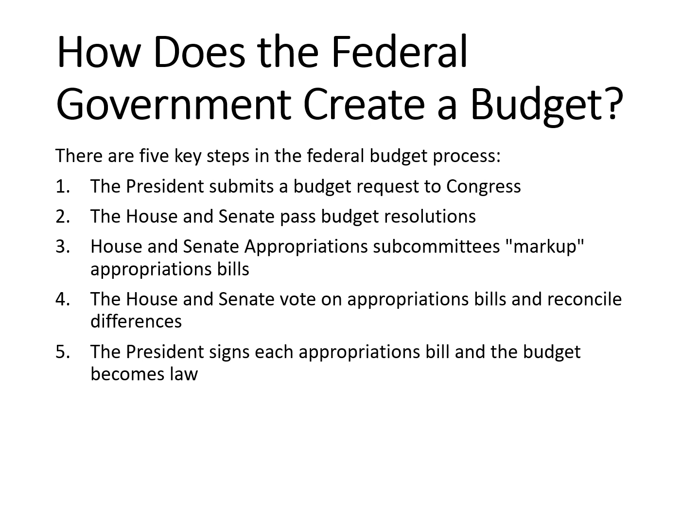How does the federal government create a budget? There are 5 key steps in the federal budget process. First, the President submits a budget request to Congress. Next, the House and Senate pass budget resolutions.